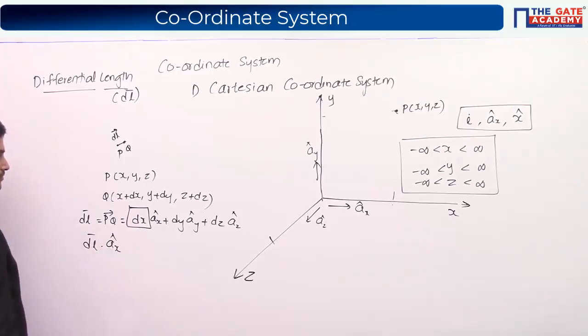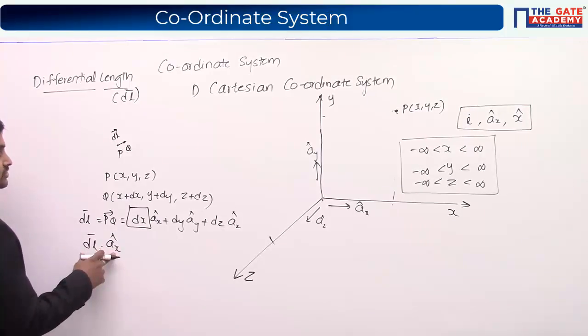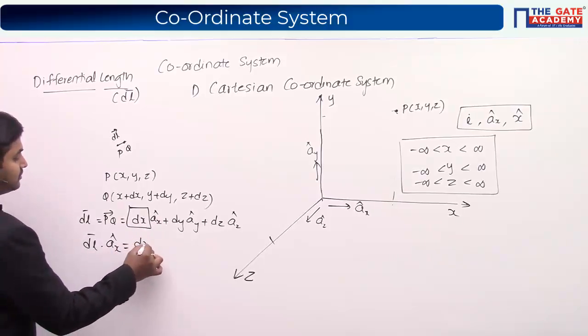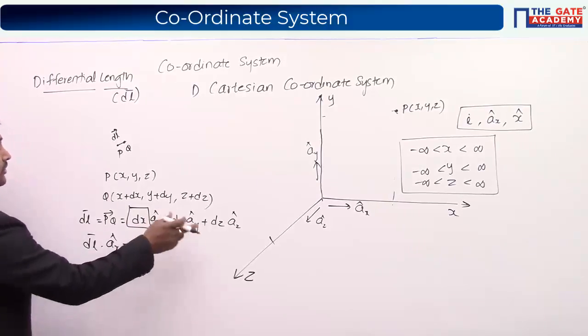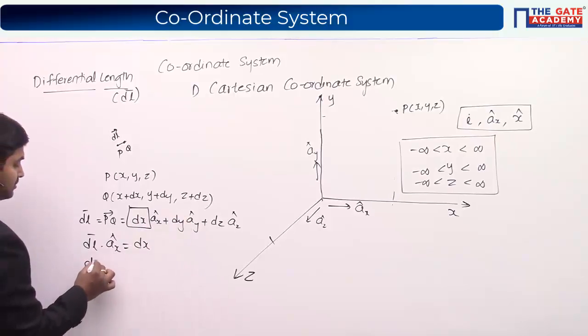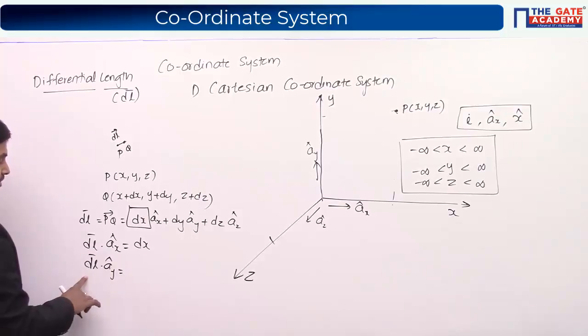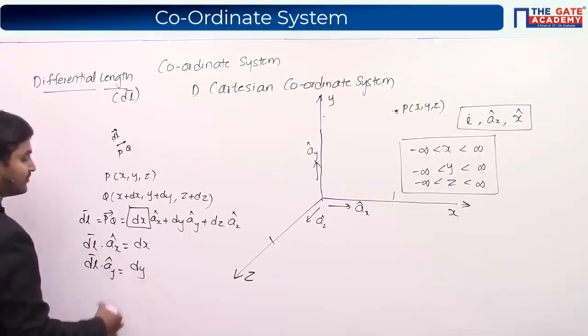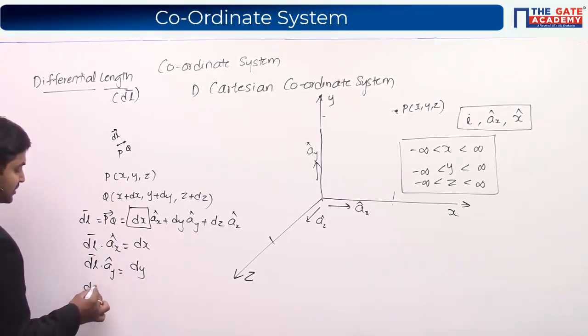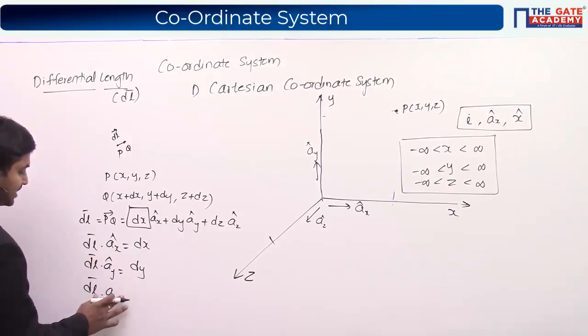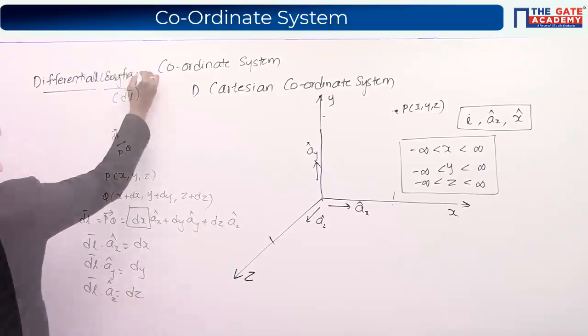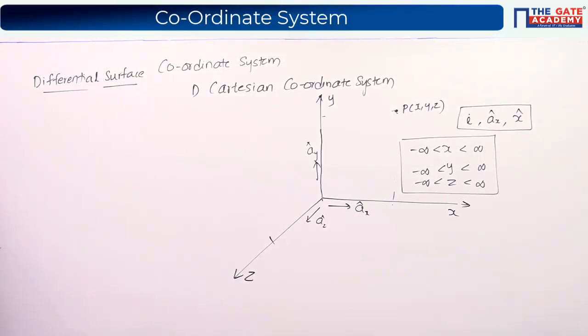So the dot product of dl with the unit vector of the x direction, because you want the component in the x direction. If you want the component in the y direction, you can use the dot product concept, dl dot ay, it gives you dy. If you want the component of the differential length in the z direction, then it is given by az here, which is dz. So after differential length, we are going to discuss differential surface.